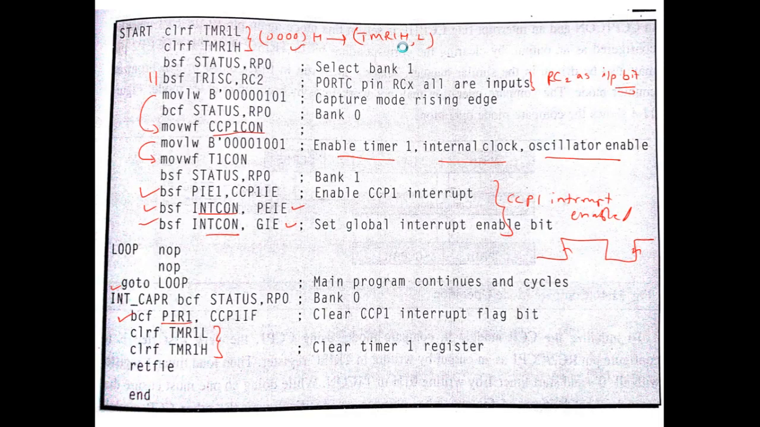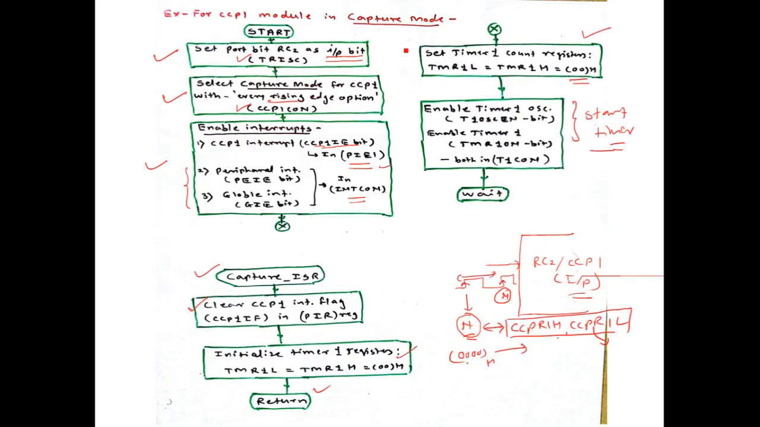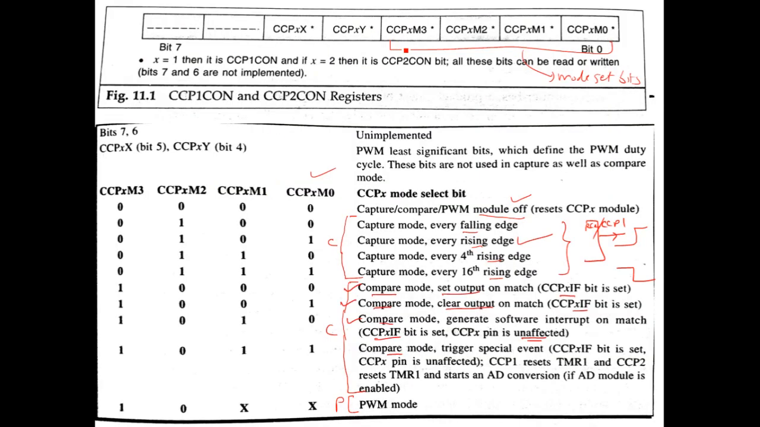One more option can be seen here in the compare mode of operation, the option which is seen here as the last option. In this option, a special event is triggered. Of course, the flag is set. That means the interrupt flag is set, but the pin is not affected. So it is the same as this. There is no change in the status of the pin, but the flag is set. CPU is interrupted.